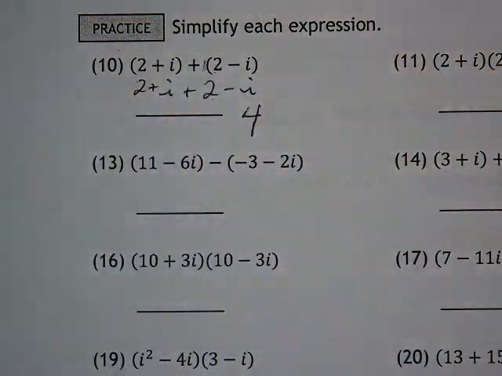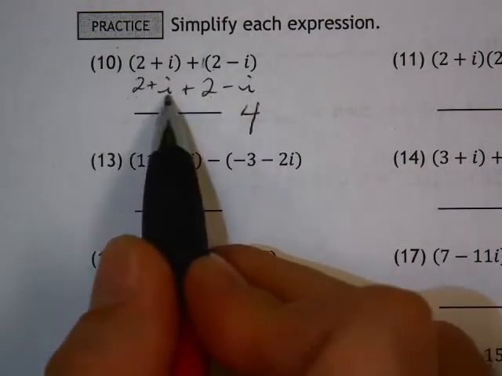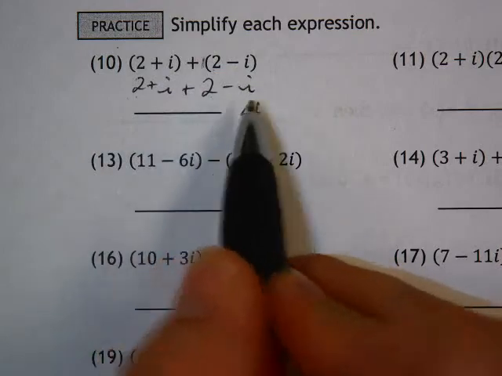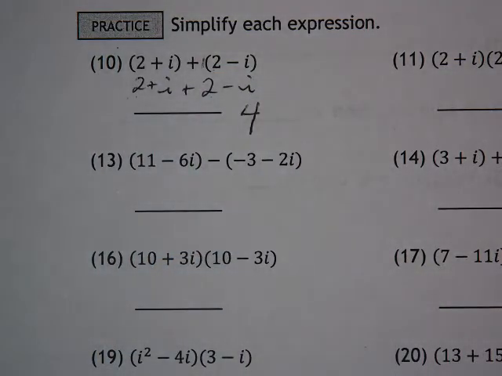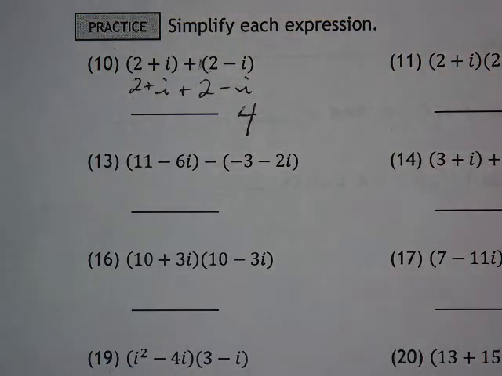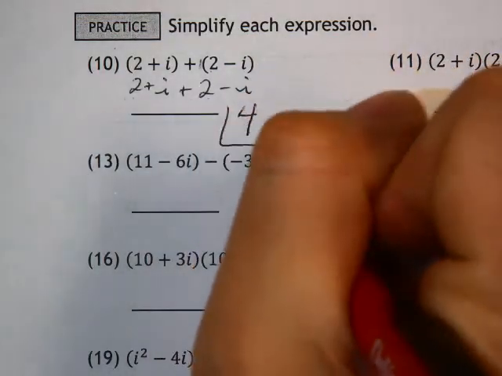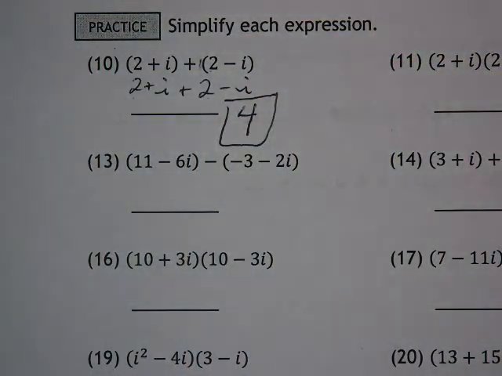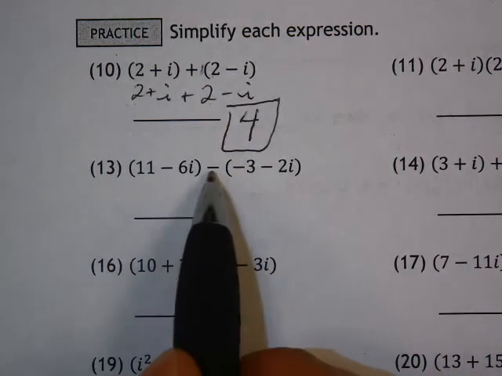I'm going to write it here so I have more room. And then these i's will combine. Positive i plus negative i is 0i, which means there's no i's in your answer, which means your final answer on number 10 is just plain old 4 by itself, plain old real number 4. Now number 13, now we're going from addition to subtraction.